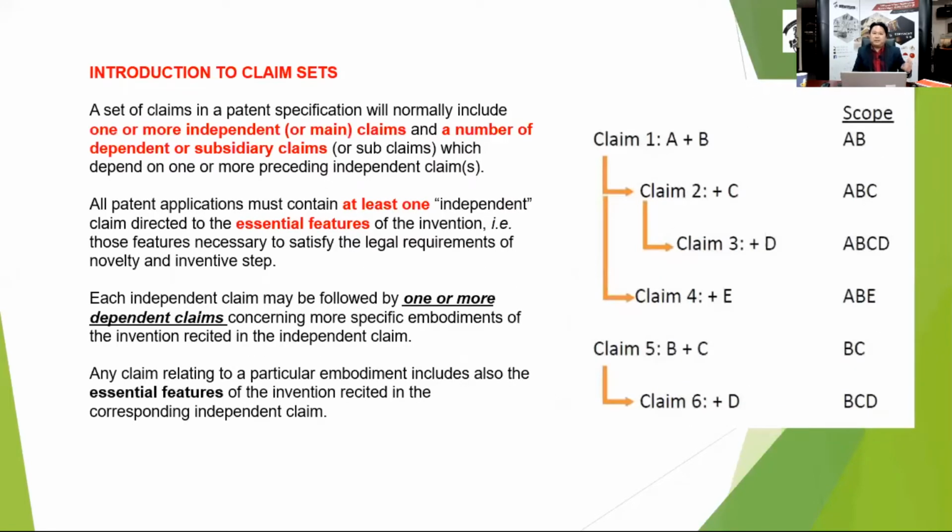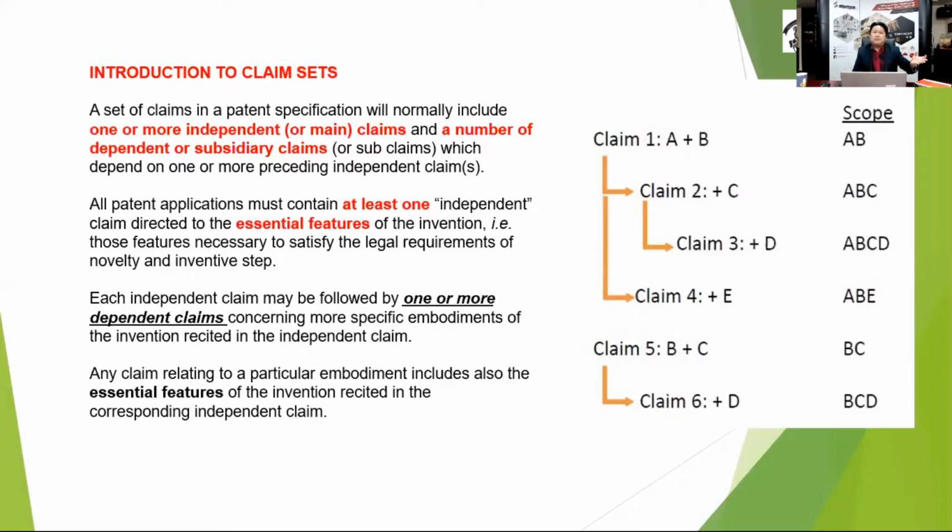Let's start with the introduction first. A claim set in a patent specification will normally include at least one independent claim. You must have at least one independent claim, which is the main claim, the mother of all claims.